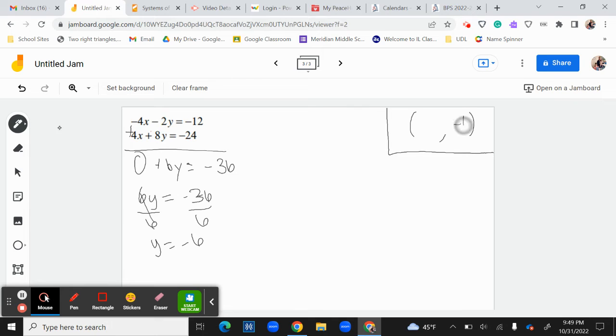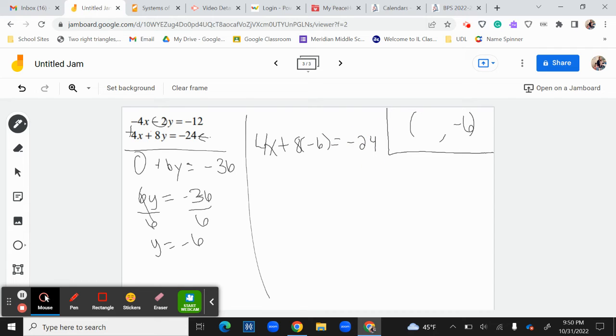So now that I know my y value, I can take that and plug it into one of my two equations. It doesn't matter which one. You can pick whichever one you prefer. I'm going to pick this one here so I don't have to worry about the negative sign. So I'm going to write 4x plus, and instead of 8y, I'm going to write 8 times negative 6 because I know that my y equals negative 6.